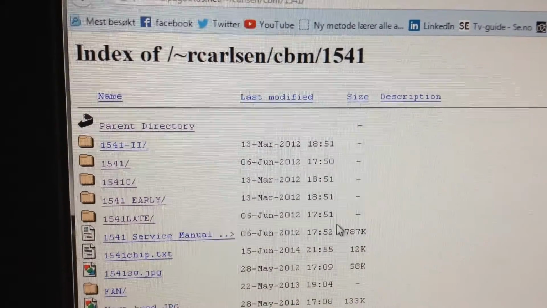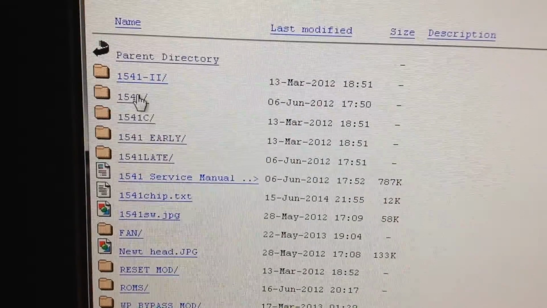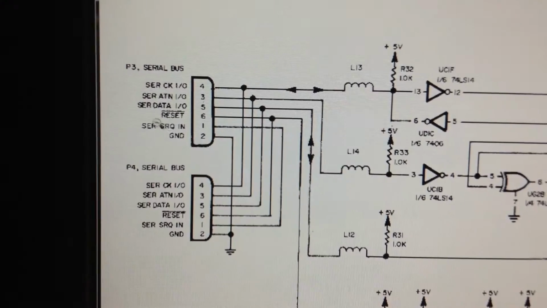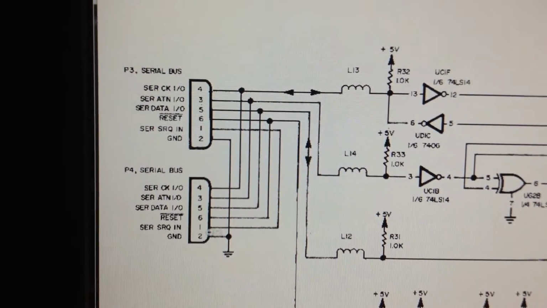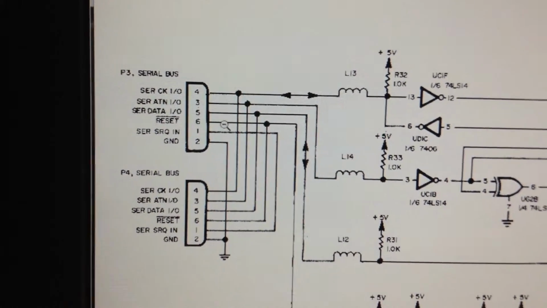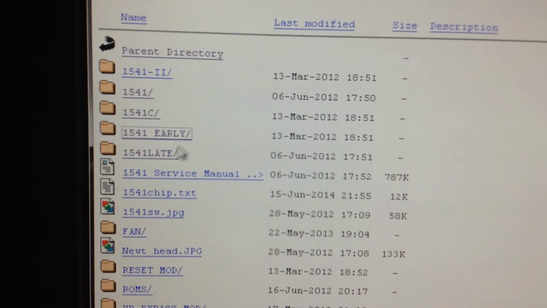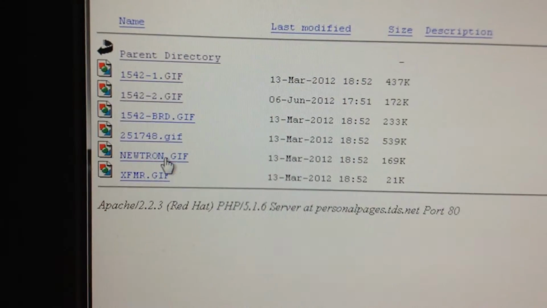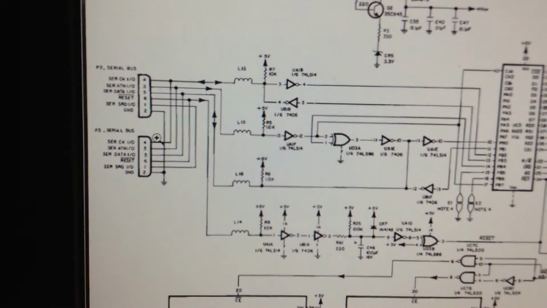Carlson's archives, information neatly stored. Sorted. Let's look at the 1541 early. I don't have this disk drive. There's no pull-up, and as you can see, the SQR line just feeds through. And then you have the 1541 late. This one I have. No tape loading problems with this drive. And as you can see, no pull-ups, just feed through.